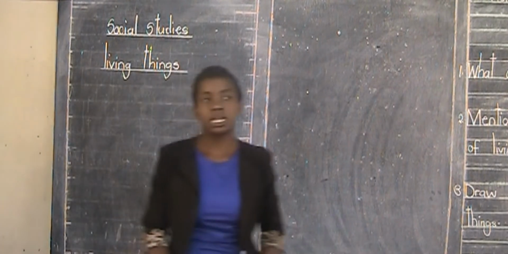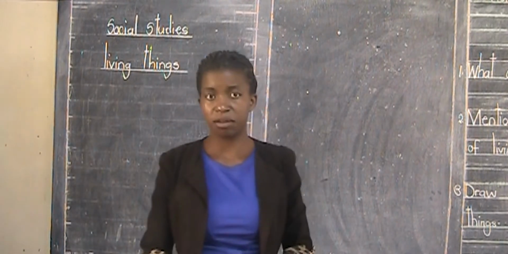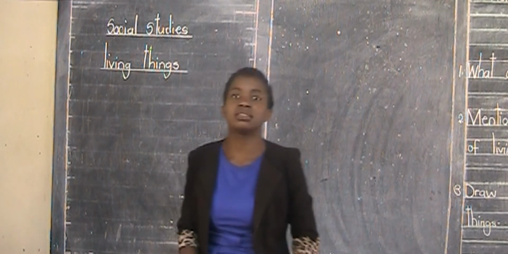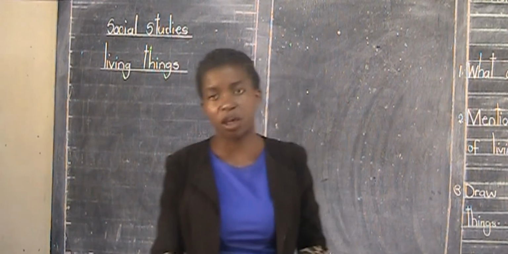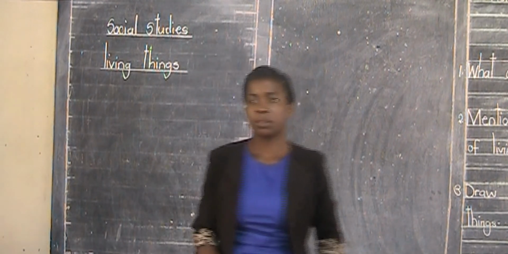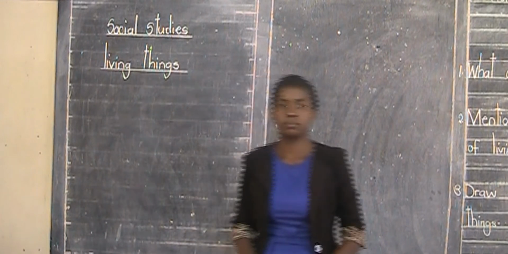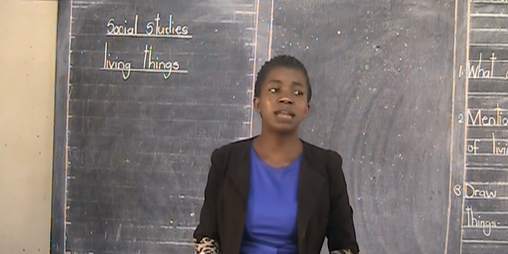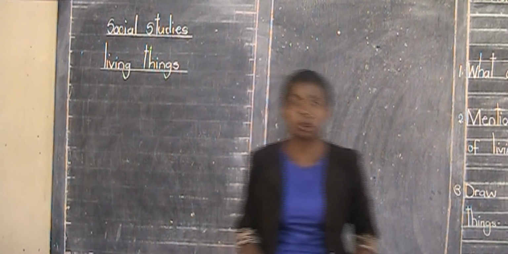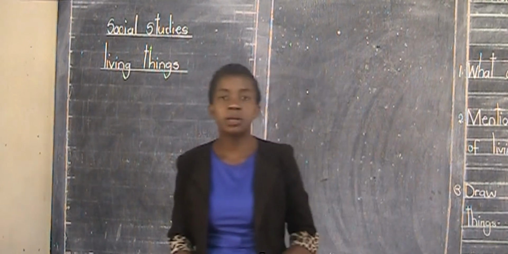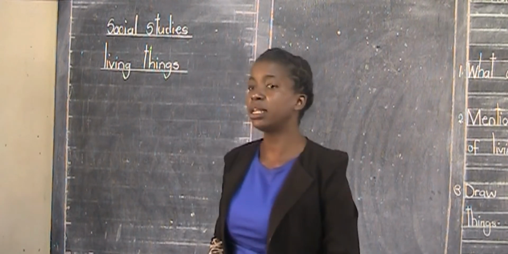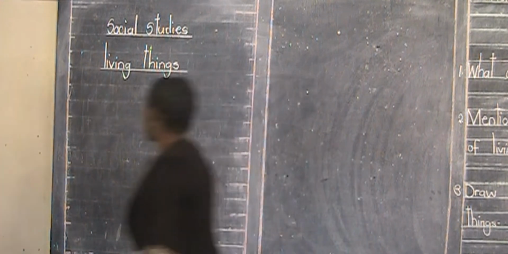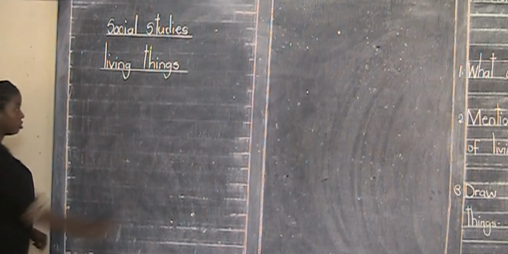So now, before we can easily talk about what living things are, first we would love to know what an environment is. Because these living things, they live in their environment. So what is an environment? Anyone? Very good. So we said an environment is the place that is around us. Can we all say an environment is the place around us? Again? An environment is the place around us.